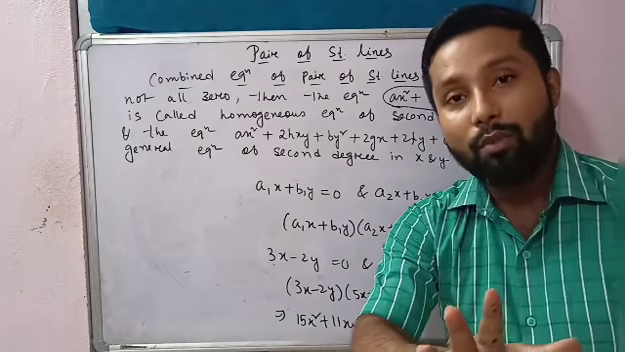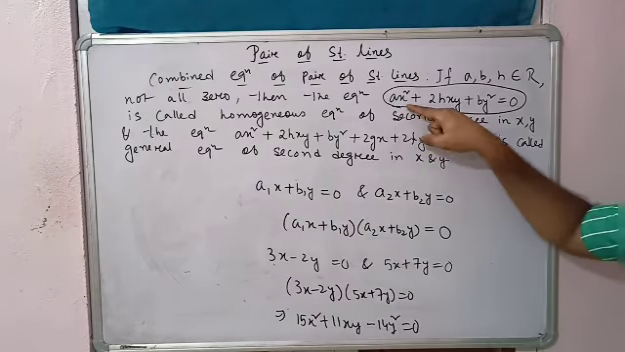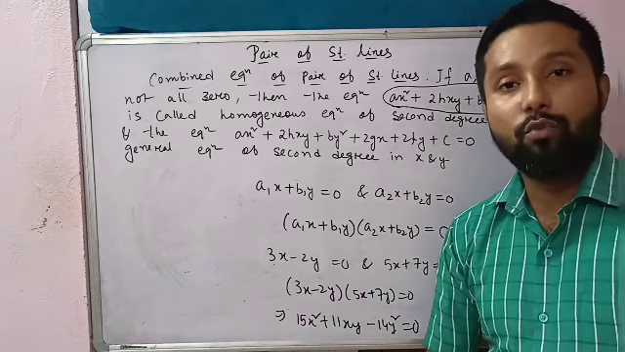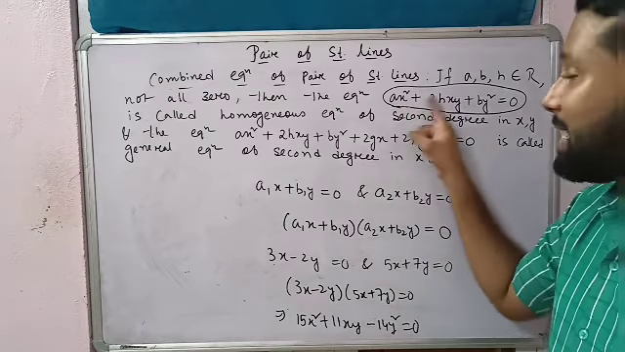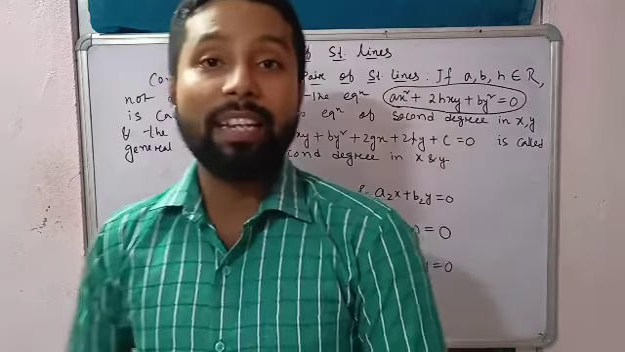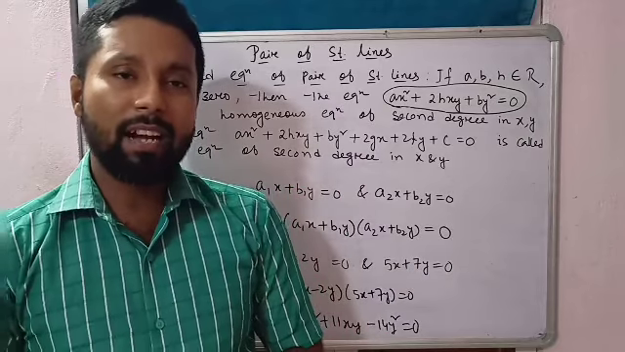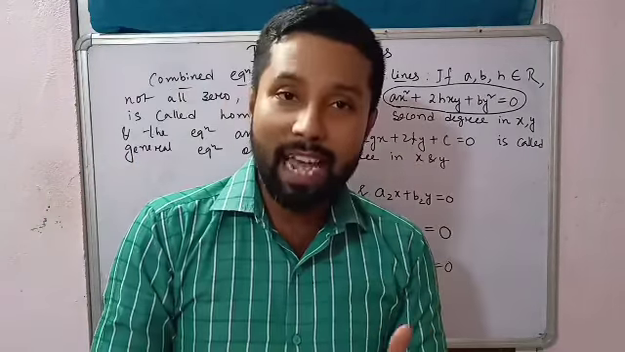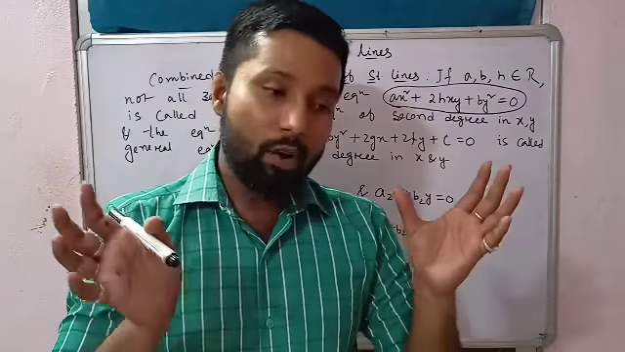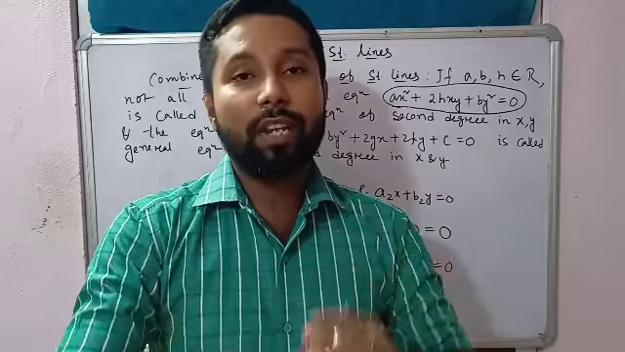तो अगर c नहीं लूंगा तो the equation will be in the form of ax square plus 2hxy plus by square. What is this? This is called the combined equation of pair of straight lines. ठीक है, अगर कोई पूछे कि सिंपल सा डेफिनेशन क्या है पेयर ऑफ स्ट्रेट लाइन, मीन्स it is the combination of two straight lines. That's it.